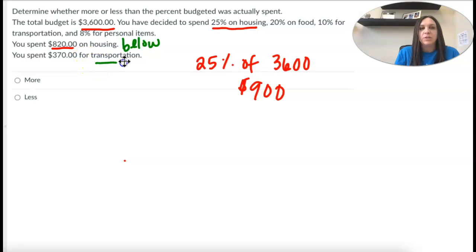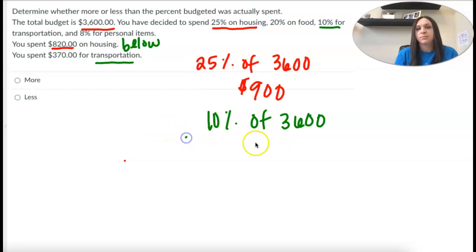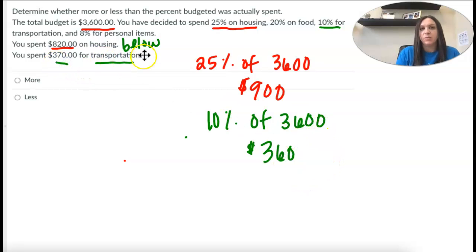And then transportation, where we want to spend 10%. So 10% of $3,600 is $360. But we spent $370 on transportation. We spent more than we were allowed. So we spent more this time than we were supposed to.